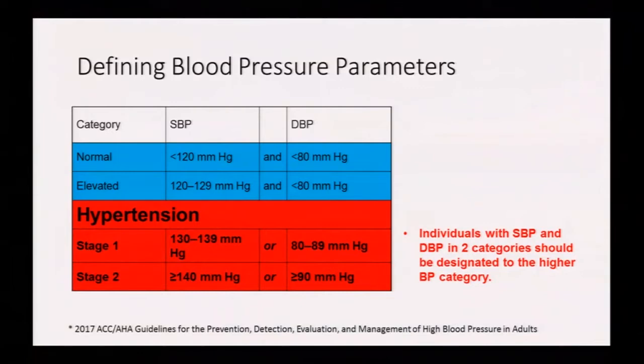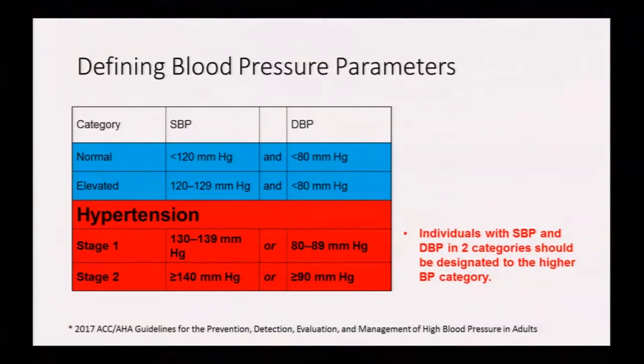For the normal blood pressure, patients should have systolic of below 120 and diastolic below 80. For elevated blood pressure, their systolics would fall between the 120, 129 systolics, but they would still stay below 80 of diastolic blood pressure.